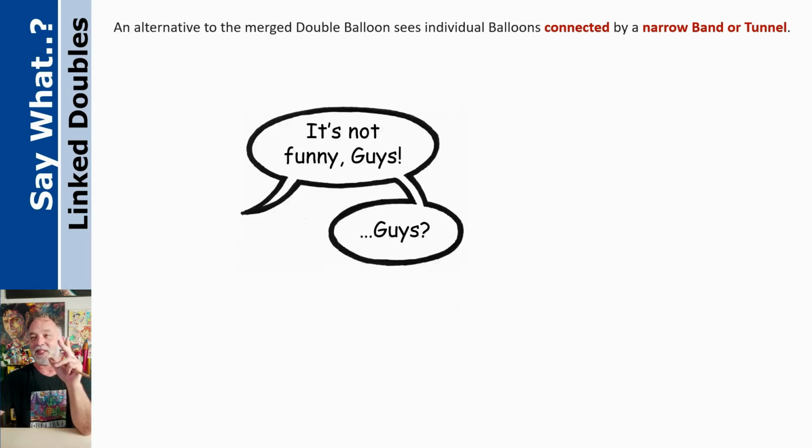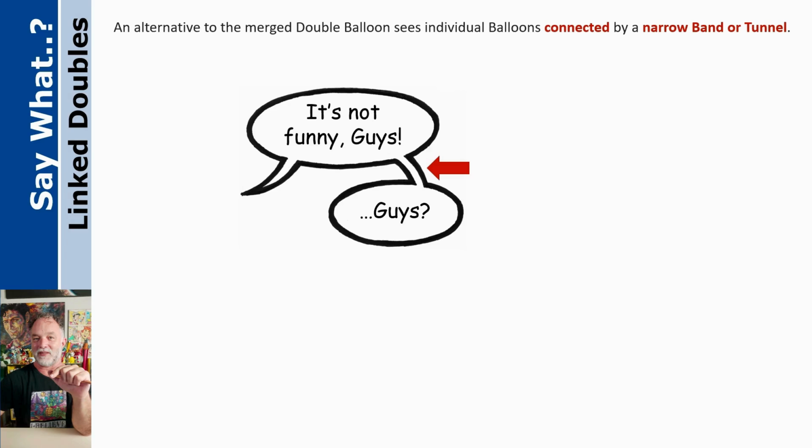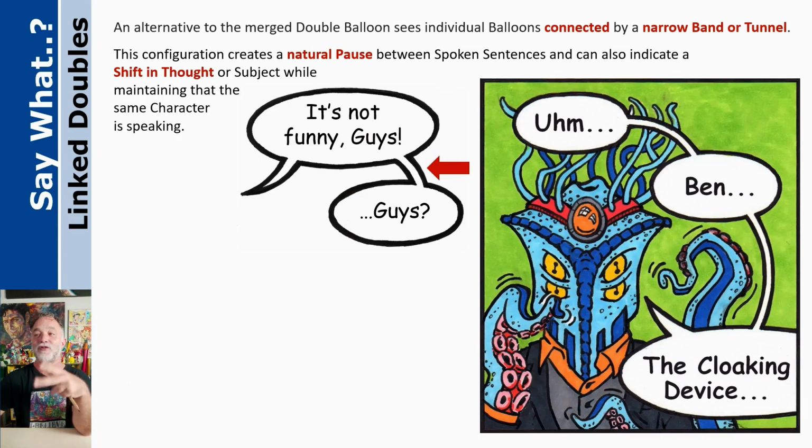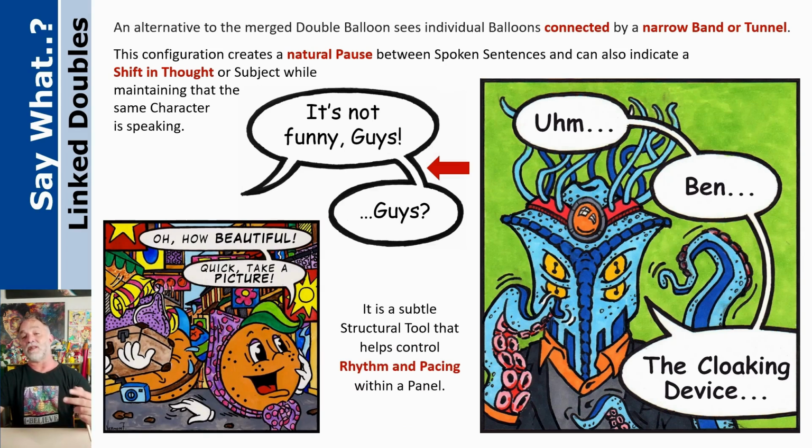A very strong alternative to the double balloon is when two single balloons are connected by a narrow band or tunnel. This alternative creates a natural pause between the spoken sentences, and it can also indicate that the character is having a shift in thought, so you can actually change the subject. Also, it is very handy in a composition because you can adapt it to suit your composition. It is a very subtle structural tool that helps control rhythm and pacing within a panel.